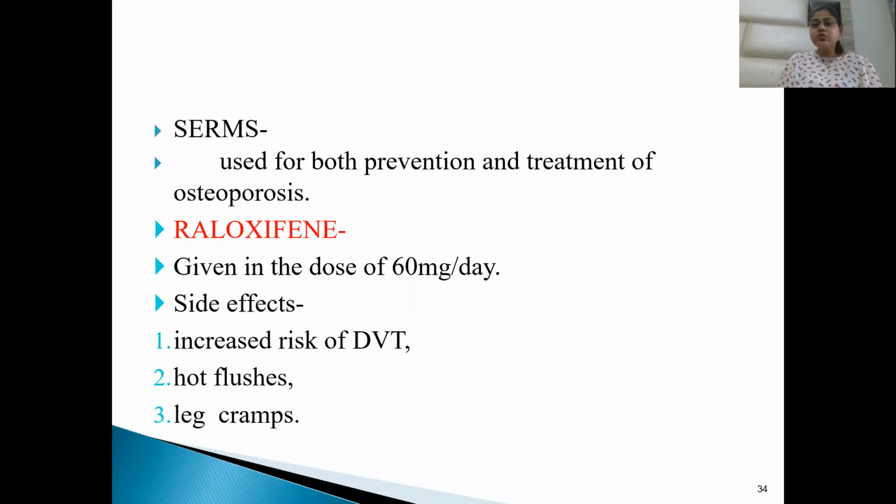Selective estrogen receptor modulators can be used for prevention and treatment of osteoporosis. Raloxifene increases the bone formation and increases the HDL level. It reduces the risk of breast cancer and endometrial cancer, but thromboembolism is not prevented. It causes deep vein thrombosis, hot flashes, and leg cramps.